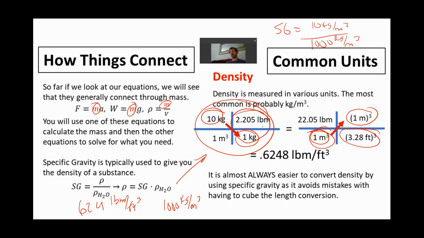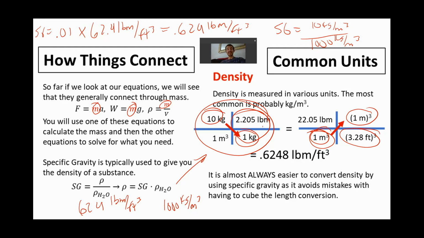Okay, so I did that. It comes out to be 0.01. That's the specific gravity. And then I can calculate the new density in different units by simply multiplying it by the density of water in those units. So I multiply by the density of water, which is 62.4 pound mass per foot cubed. And I get 0.624 pound mass per foot cubed.